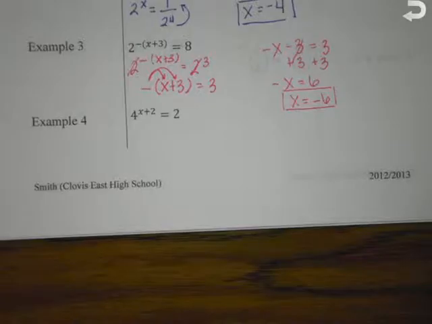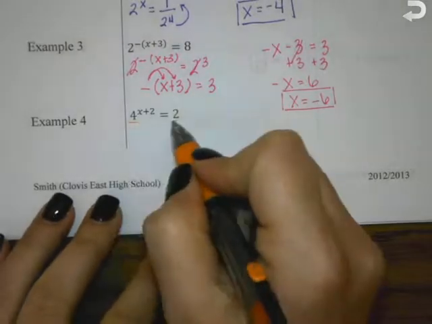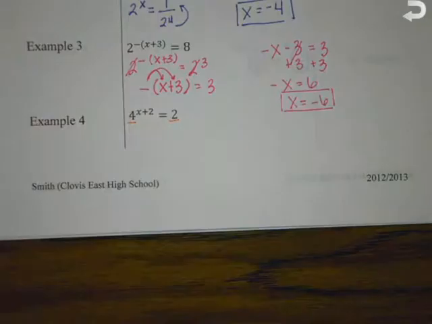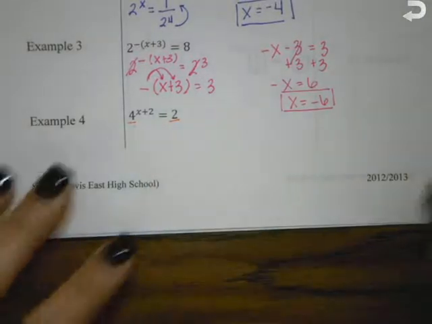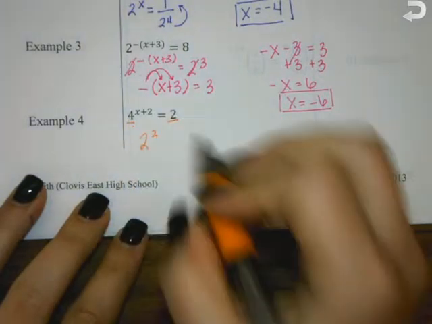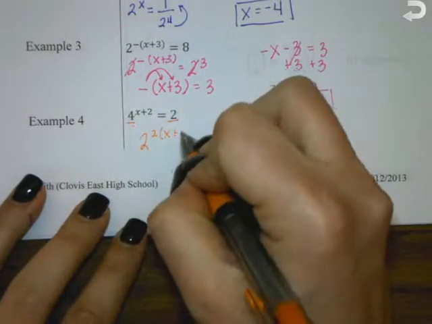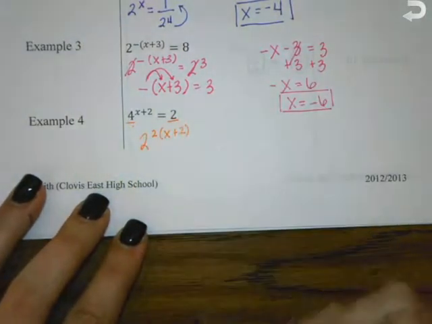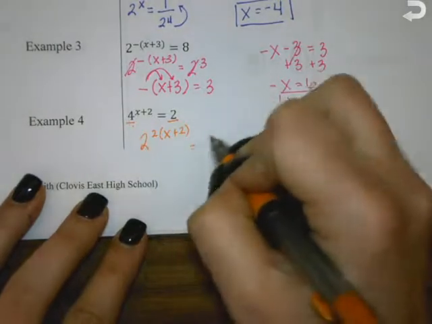4 to the x plus 2 equals 2. Can you do that? Okay, can I even do this? This guy has a base of 4. This guy has a base of 2. What would our common base be? 2. How can I rewrite 4 as a base of 2? 2 squared. So this is the same as 2 to the 2nd power times x plus 2. So you just bring the square up, equals, now 2 by itself is the same as 2 to the power of what?